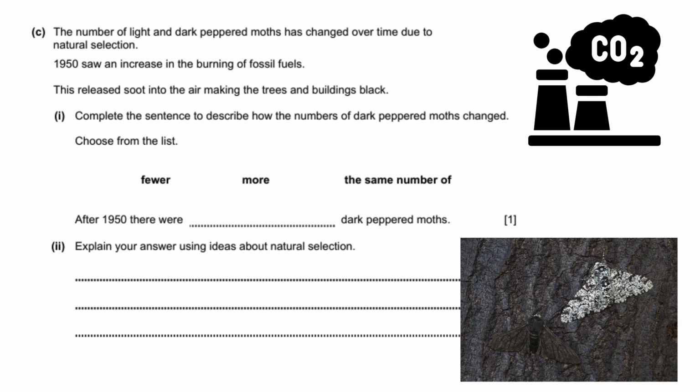Okay. Complete the sentence to describe how the numbers of dark peppered moths changed. Think about it. The trees and buildings became darker, so it will give a chance for the dark peppered moths to hide or to camouflage from their enemies or from their predators. So after 1950, there was an increase or more dark peppered moths. They will increase because they have a better chance to hide from their predators or from their enemies. Okay.